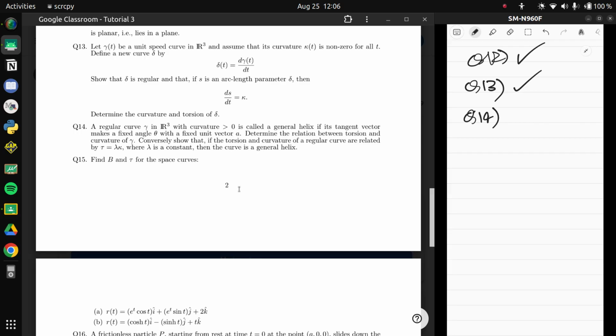Determine the relation between the torsion and curvature of gamma. So it's making a fixed angle with a plane, which is the same as making a fixed angle with the axis. Sure. So its axis is along A, right? Conversely, show that if torsion and curvature of a particular curve are related by T, okay, then the curve is a general helix. Okay, cool.